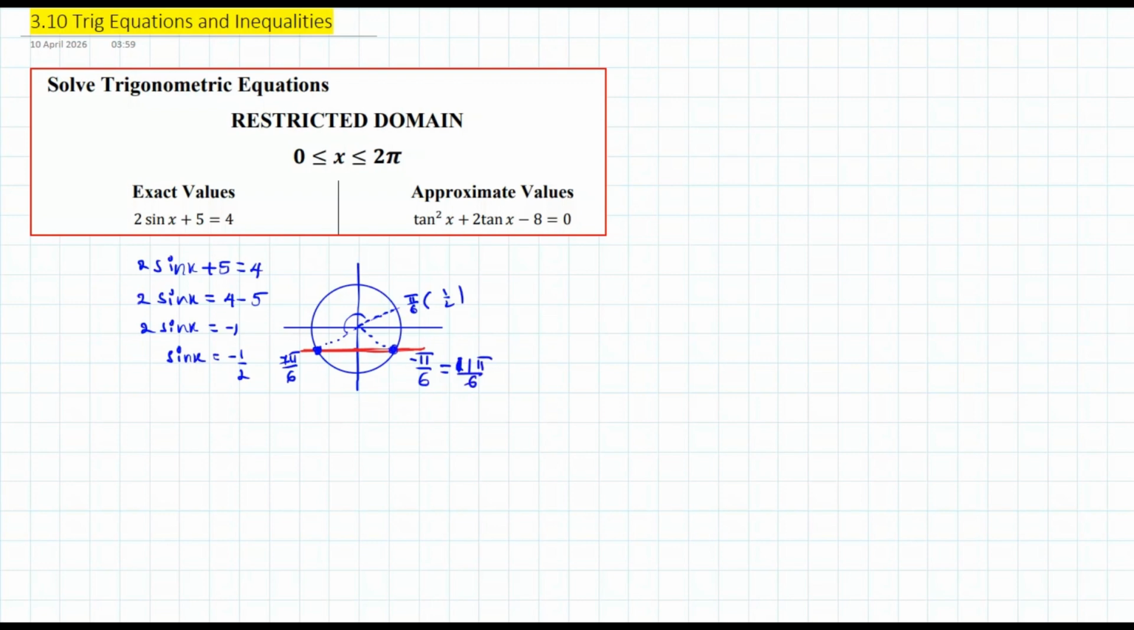To convert this negative angle into a positive angle, we have to add 2 pi. So that is 2 pi minus pi over 6, which is 11 pi over 6. Therefore we have x equals 7 pi over 6 and 11 pi over 6. These are the two solutions this equation has in the domain 0 to 2 pi.